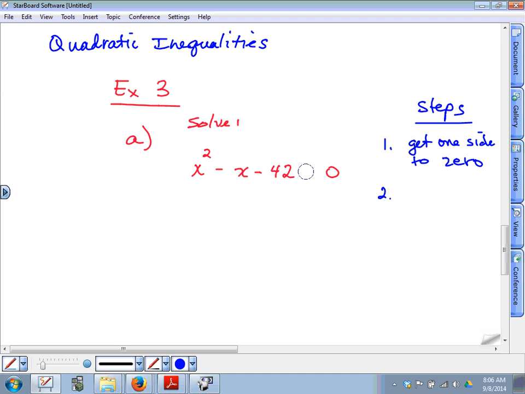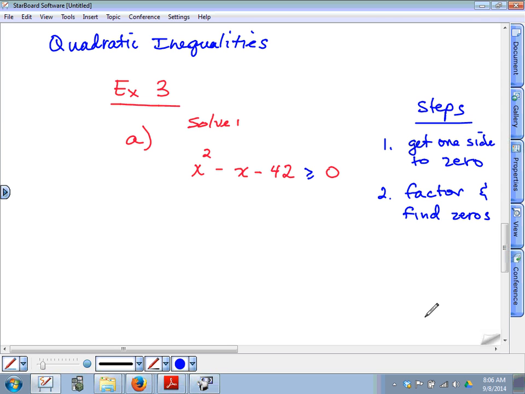Factoring, right? We should try to... I forgot what it was. Was it greater than or less than? Greater than or equal to. So the next step is to factor. And I'm going to combine two steps here: factor and find zeros.